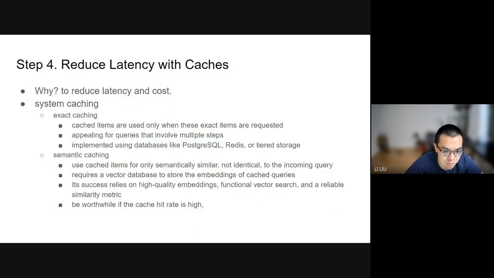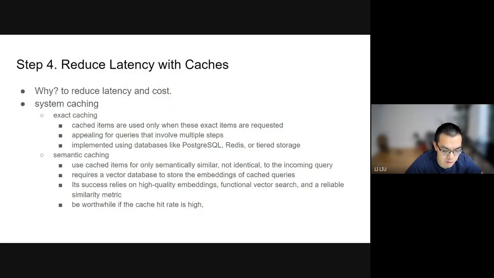Step 4 is to reduce the latency with cache. Definitely, from your experience, you might have seen times when the LLM API took a lot of time to respond. And especially when you are streaming the LLM response to the UI directly, the latency is extremely important. So with cache, essentially we want to reduce the latency and cost. This needs some engineering work in terms of the system caching.